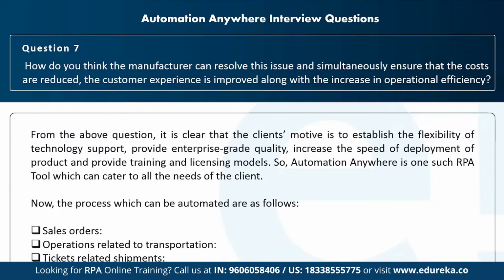Similarly, for operations related to transportation, activities such as identifying recent failures, extracting the reason for failure, and finally notifying the related teams via emails to resolve can be automated using various activities in Automation Anywhere. And finally, coming to the tickets related to shipments, the bots can automatically create a ticket related to the customer query, and once the ticket has been resolved, an email can be sent to the respective client, right? So guys, these are the processes which can be automated: the sales order, the operations related to transportation, and tickets related to shipments.